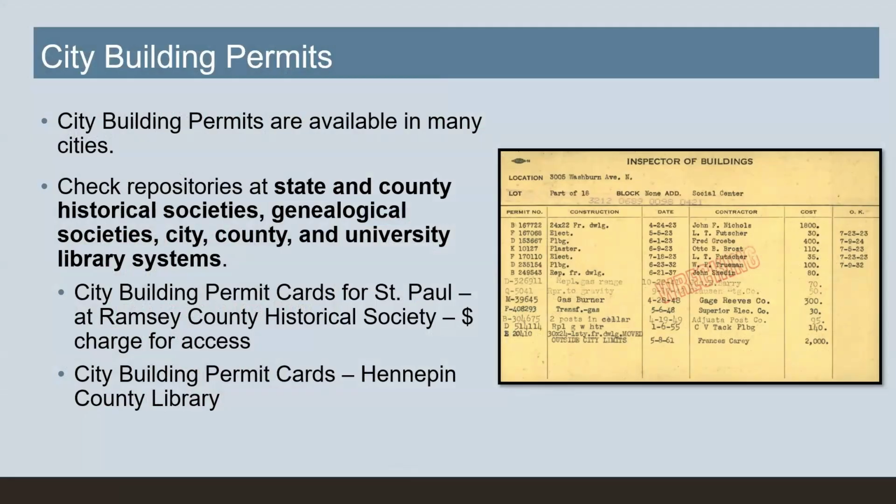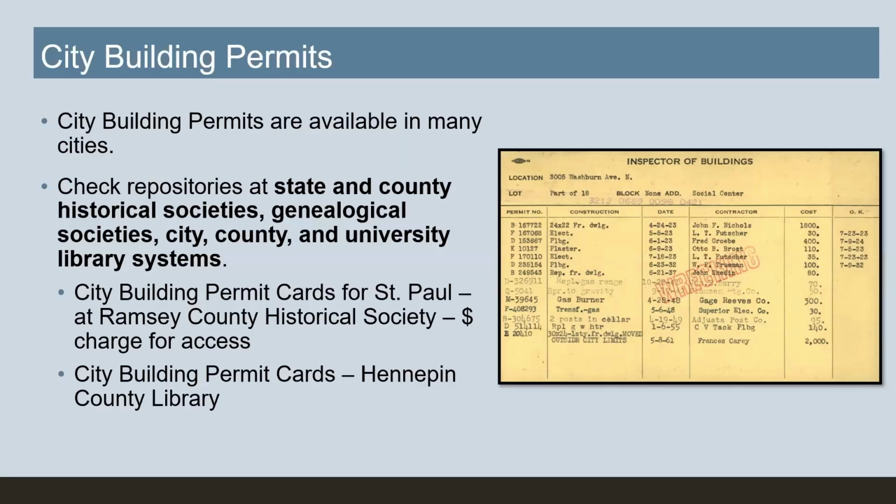This is an example of a lot survey description right here. And you can see sometimes they have little maps, etc., attached to them. Lots of repositories have these archived. So you may need to go to your state or county historical society, genealogical society, city, county, or university library system. So in the case of St. Paul, those are at the Ramsey County Historical Society, which is the county where St. Paul is, or Hennepin County has the city building permits for Minneapolis. You're going to find them for other cities.